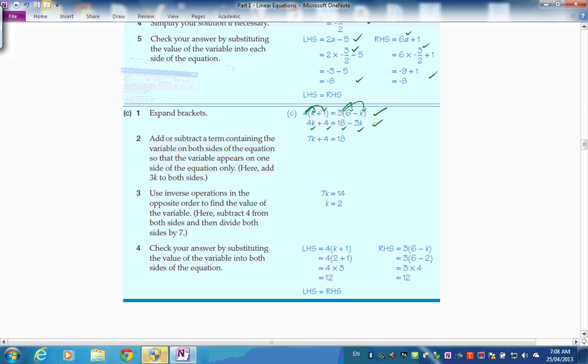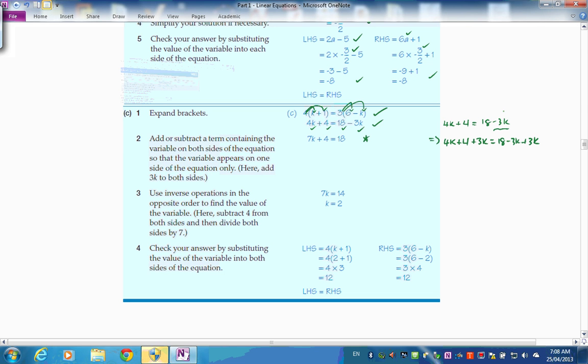Now we have got to move some terms around, collect like terms. So this time what will we do? We'll add 3k to both sides. Let's just put that down as a working step over here. 4k plus 4 equals 18, take 3k. Now I want to remove it from this side, so I will add 3k. Watch it work. Why does it remove it? If I add 3k to both sides, it looks like this.